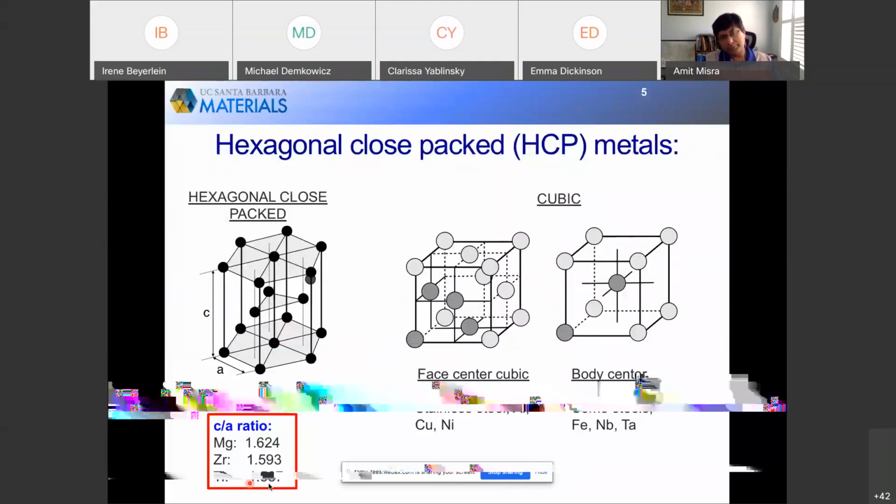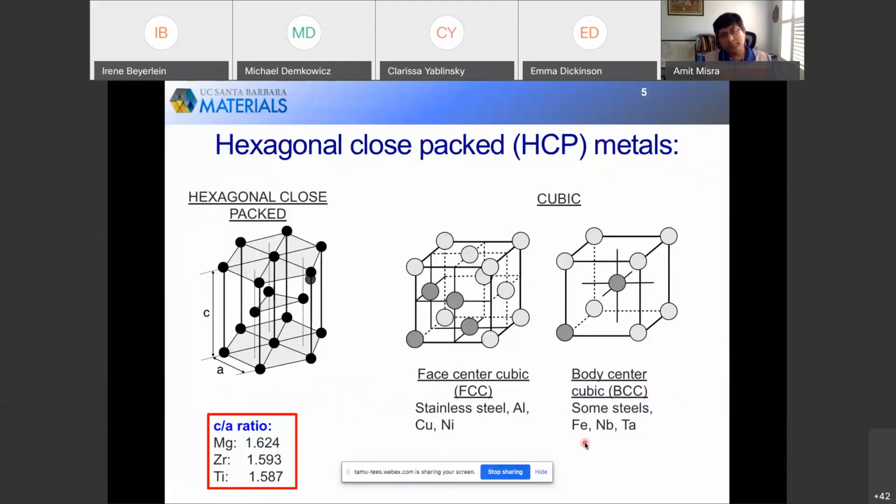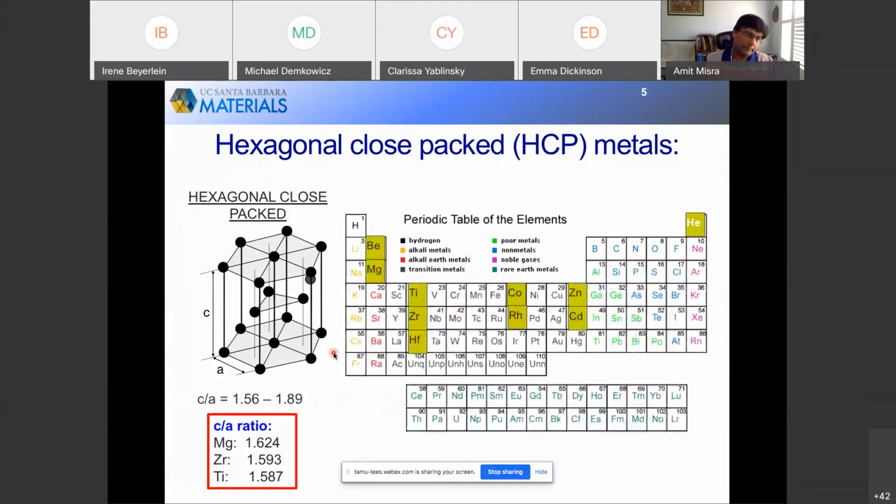Now this is in contrast to, let's say, two of the other common crystal structures for metals, face centered cubic and body centered cubic, which you may be more familiar with. That is a much more symmetrical case, but this is low symmetry. It's called a low symmetry crystal structure. And because of the low symmetry, this is where twinning becomes a rather prevalent mechanism.